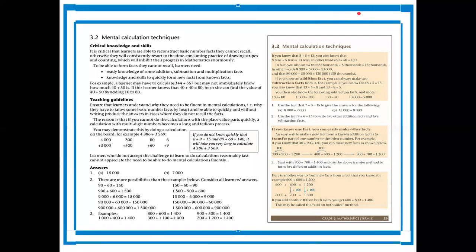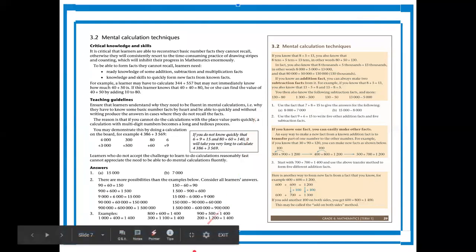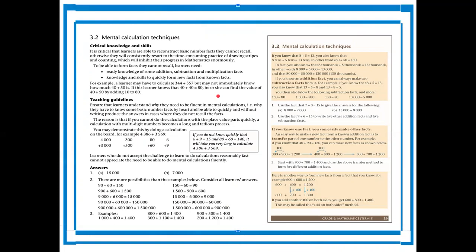So now you know how you can use known facts to quickly calculate unknown facts or new facts. Ensure that learners understand why they need to be fluent in mental calculations, i.e., why they have to know some basic number facts by heart and be able to quickly and without writing produce the answers in cases where they do not recall the facts. The reason is that if you cannot do the calculations with the place value parts quickly, a calculation with multi-digit numbers becomes a long and tedious process.